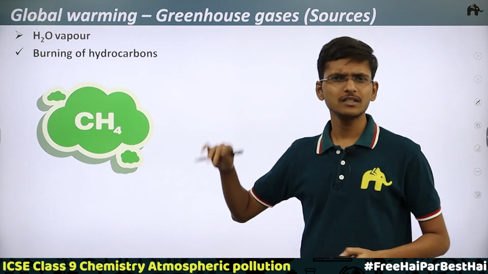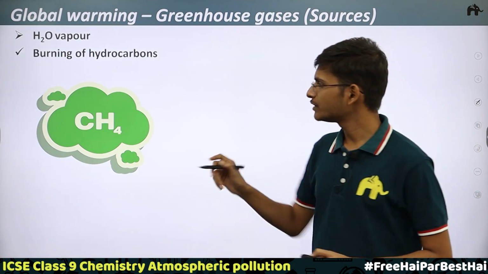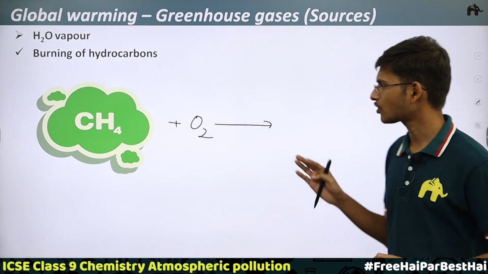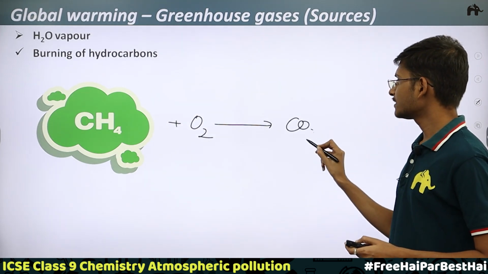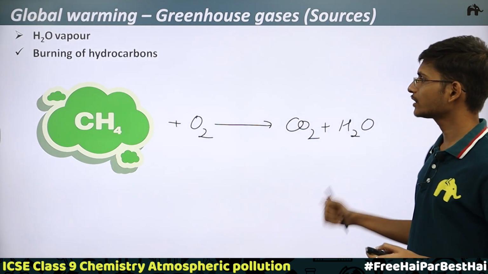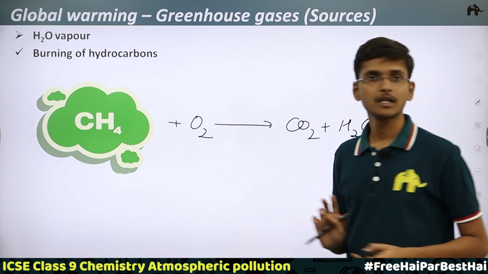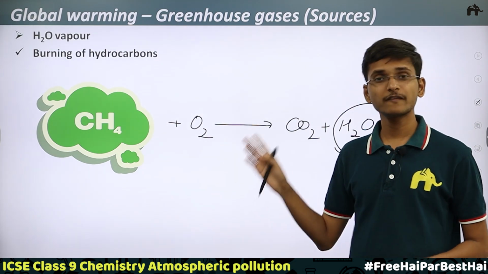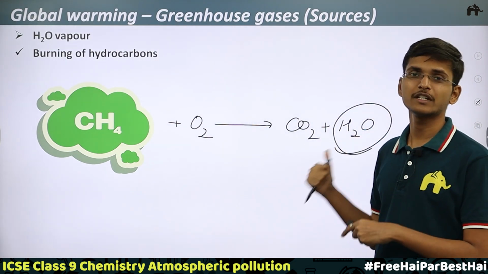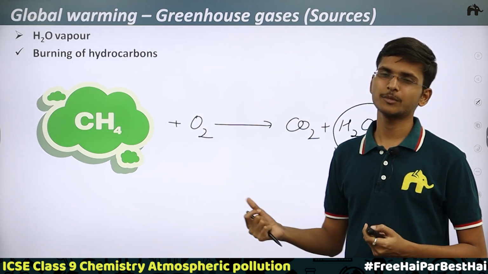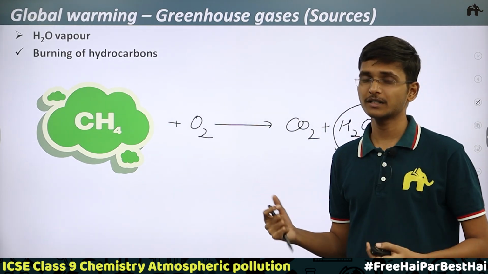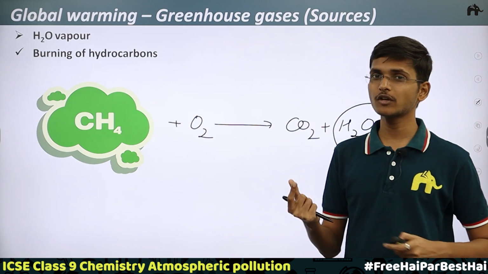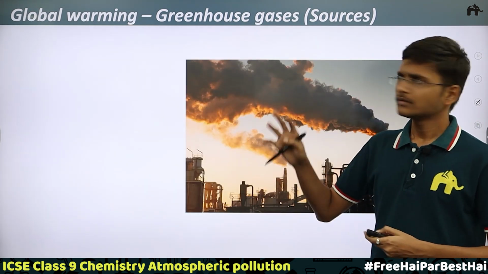How? Let's take an example. Methane is a hydrocarbon. When we burn methane in oxygen, we get carbon dioxide and water vapor. So here water vapor is being released into the atmosphere. More and more burning of methane would result in more and more release of water vapor. And we have seen that though it contributes only 2% to the greenhouse effect, still it is contributing. So increasing the amount of water vapor would result in an increased greenhouse effect, correct? Let's see it later.